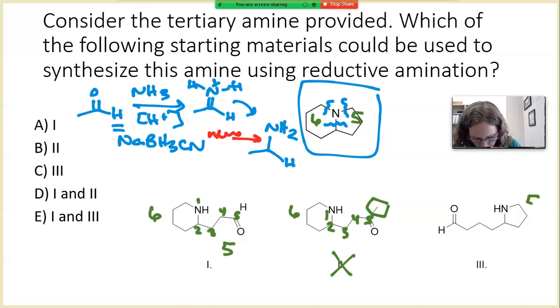Molecule 3 has a 5-membered ring on one side, and then a 1, 2, 3, 4, 5, 6 carbon chain that we can form. So in this case, that will allow us to form the left side of this bicyclic compound. So both 1 and 3 can make this molecule via reductive amination. And so our answer choice is C.